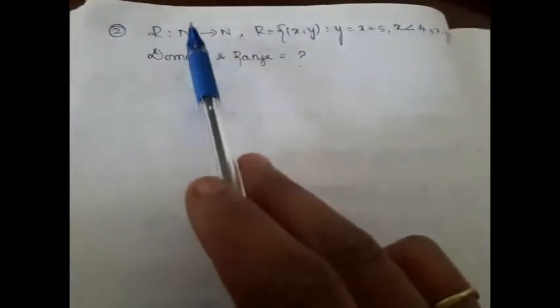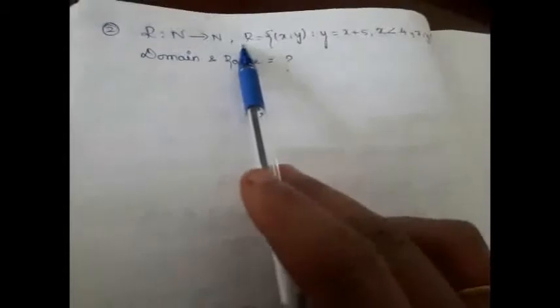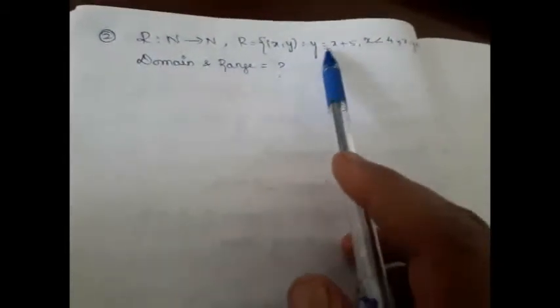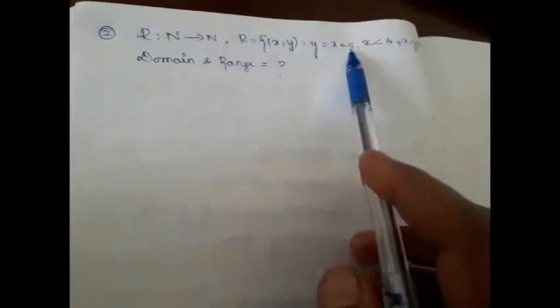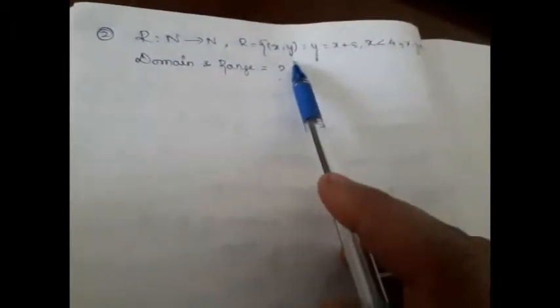It is a relation defined on natural numbers, right? So defined on natural numbers means the domain and the codomain or domain and the range both are natural numbers. Now what is that relation? It's set of all x comma y such that y should be equal to x plus 5. What they say, if you take one natural number, add it with 5, that answer will be the range. Okay, that's how they have defined the relation.